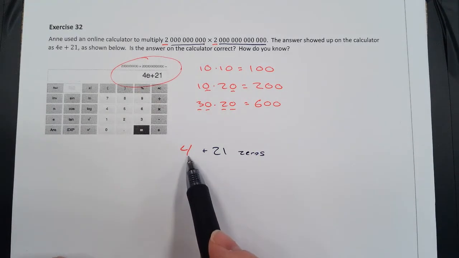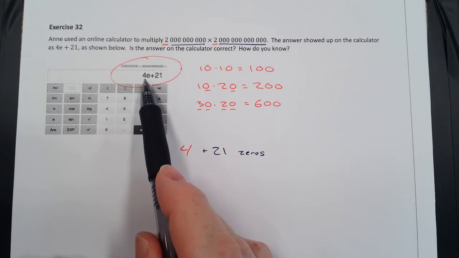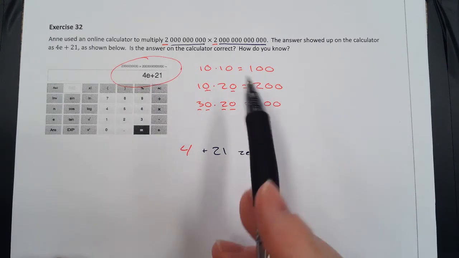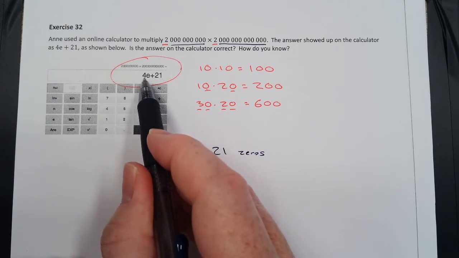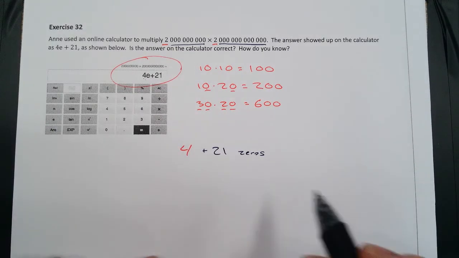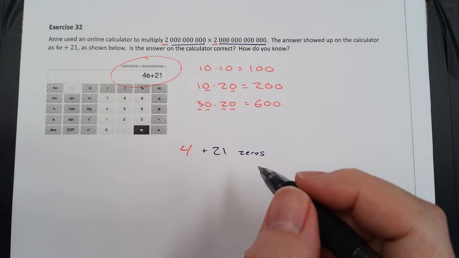And if you look at the calculator, 4e plus 21. So this on the calculator must mean 4 plus 21 zeros. And that's what it means.